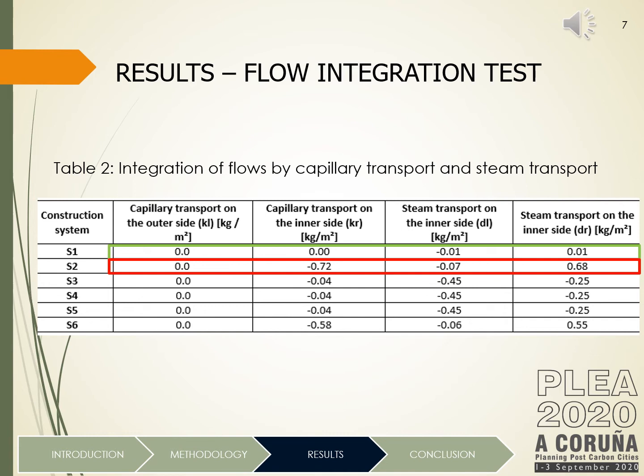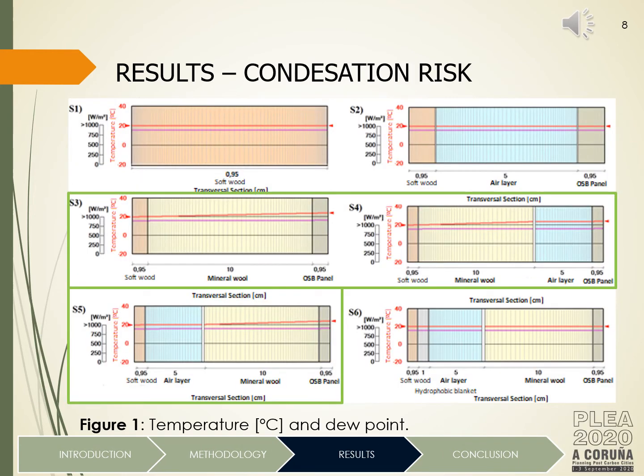Comparing all the systems regarding the flows of steam transport, S1, S2, and S3 systems transported steam into the building, whereas S3, S4, and S5 transported it out of the building. The risk of condensation is verified in the wood when the dew point temperature is higher than the temperature in a certain position of the construction system, reaching a relative humidity close to 90%.